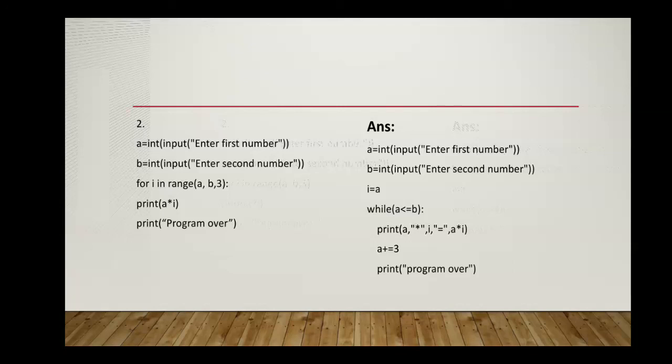In the question you can see A comma B comma 3. That means the step value is 3. So A plus equal 3. It means A equal to A plus 3. It will skip the value by 3.